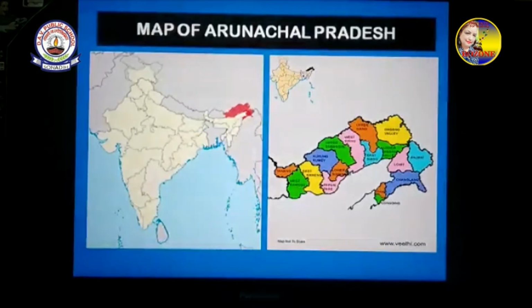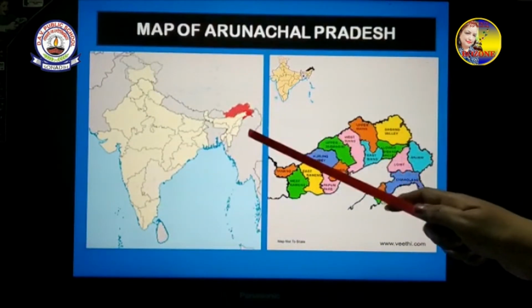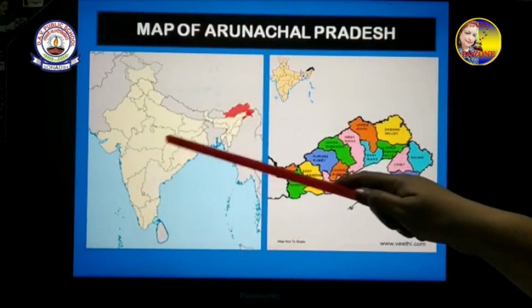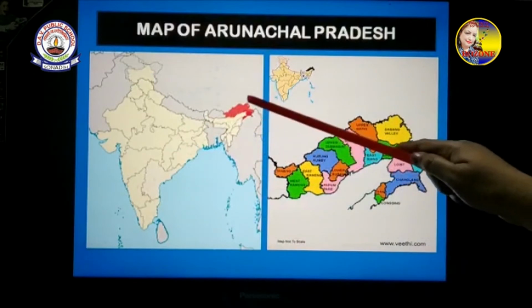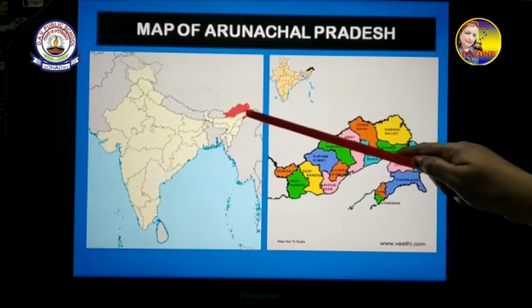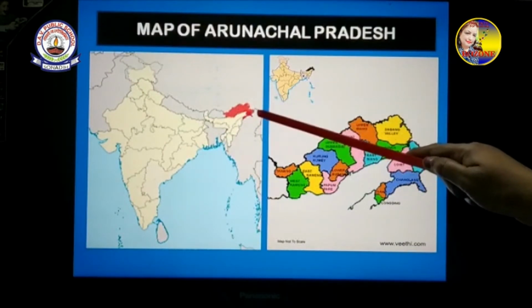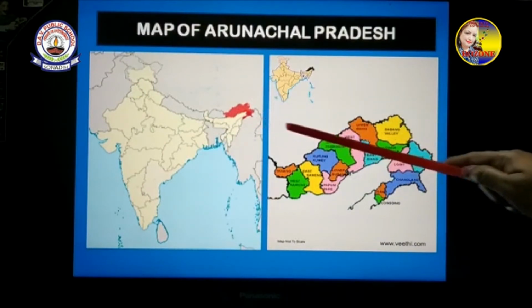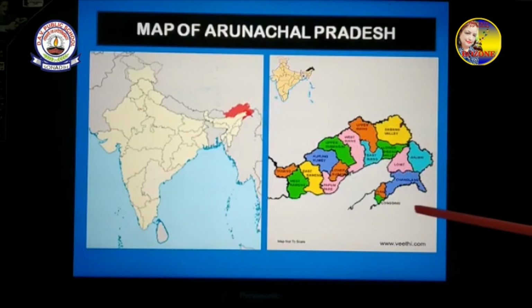Now you can see this is the map of Arunachal Pradesh, and this is India, and this part is Arunachal Pradesh. Followed? Just at the corner of the eastern part of India you will find Arunachal Pradesh. You can see this is the map of Arunachal Pradesh, different districts and cities, the names are given over here. Followed?